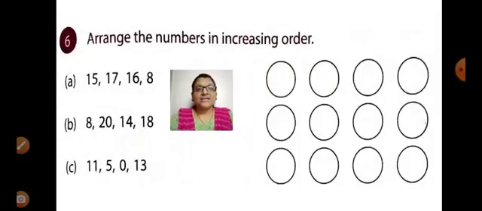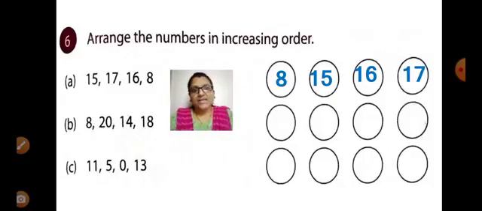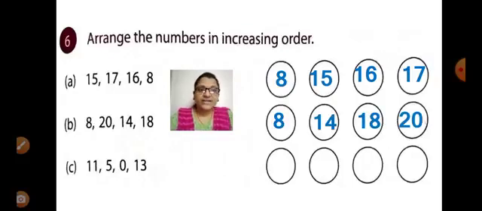Next, children, arrange the numbers in increasing order. Example A. First, 15, 17, 16, 8. Let us arrange it in increasing order as 8, 15, 16, 17. Example B. 8, 20, 14, 18 are the given numbers. We will arrange it in increasing order as 8, 14, 18, 20. Next, C. 11, 5, 0, 13. We'll arrange it as 0, 5, 11 and 13.